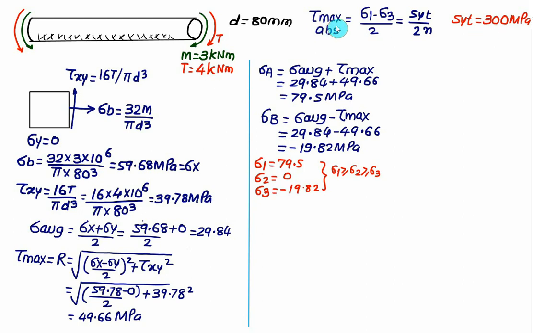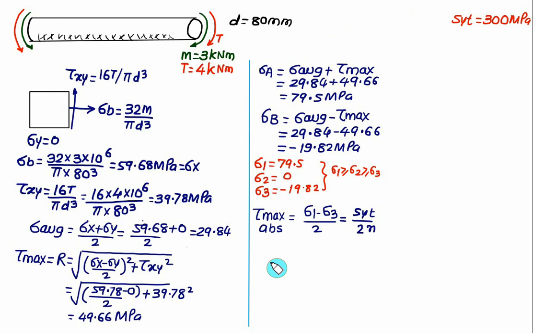So we can use the formula for tau max and find the factor of safety. We have tau max equal to (sigma 1 minus sigma 3) by 2 equal to S_yt divided by 2 times n. So the 2 will cancel here, and we have sigma 1 equal to 79.5 minus (minus 19.82) equal to S_yt, which is 300, divided by the factor of safety n. Solve this, and you will get a factor of safety n equal to 3.02.